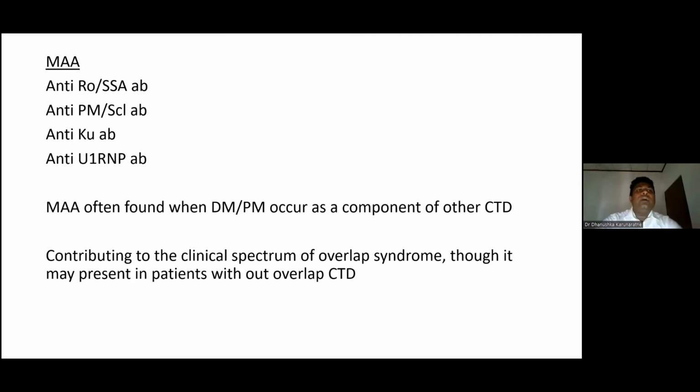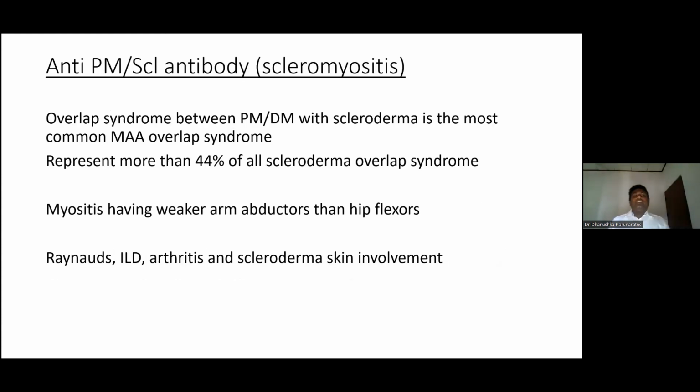And there are 4 MAA antibodies that have so far been identified as clinically important. They are the anti-Ro antibody, which is a famous antibody you see in Sjogren's disease; the anti-PM-Scl antibody, which gives rise to a clinical entity called scleromyositis, which I'll be talking about; the Ku antibody; and our famous U1-RNP antibody, which is the antibody seen in mixed connective tissue disorders. And a few words about scleromyositis.